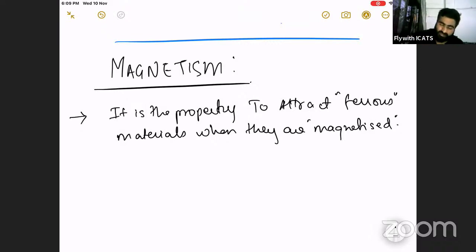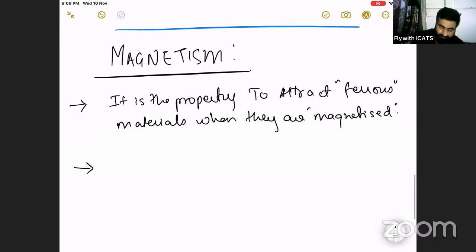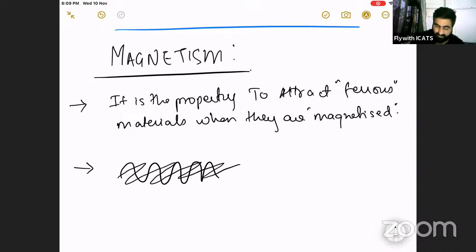Because alternating current has a property. This is how the alternating current looks. Along with the electric current or electric field, it also has a perpendicular magnetic field like this. And this magnetic field gives rise to magnetic strength or lines of magnetic strength, which can be absorbed by a ferrous material, either temporarily or permanently.